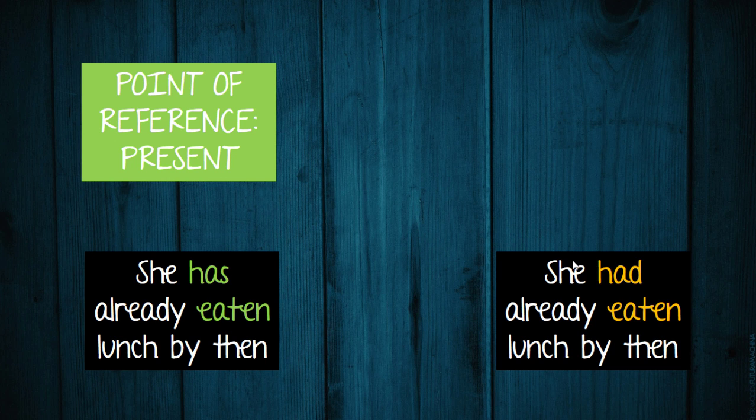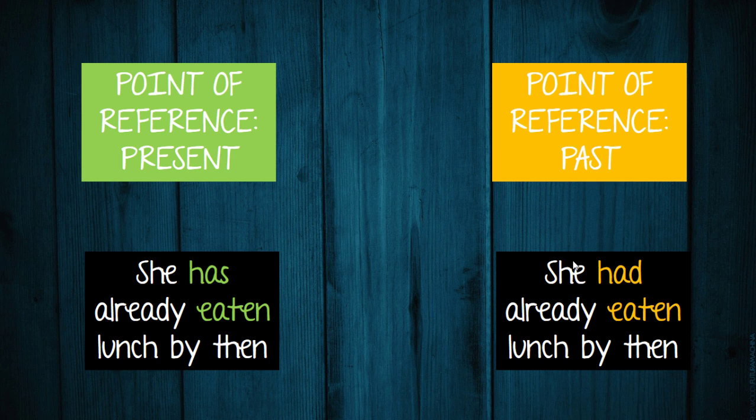En el presente perfecto, in the present perfect, the point of reference is present. Estamos hablando desde el presente sobre algo que pasó. En el caso contrario, past perfect, we are talking from the past about something from the past. Estamos hablando desde el pasado sobre algo del pasado.